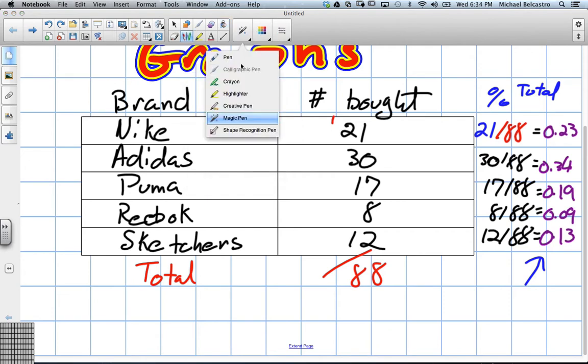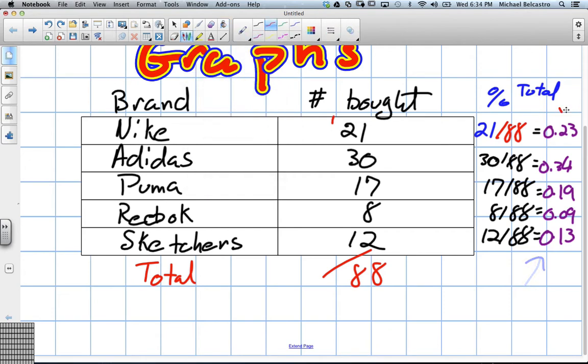Okay, so let's see here. We'll have to multiply each of those values by 100. So I'll write the percentages on the side. In other words, what that's going to be is 23%, and 34% of the shoes sold this week were Adidas, 19% were Puma, 9% were Reebok, and 13% were Skechers.